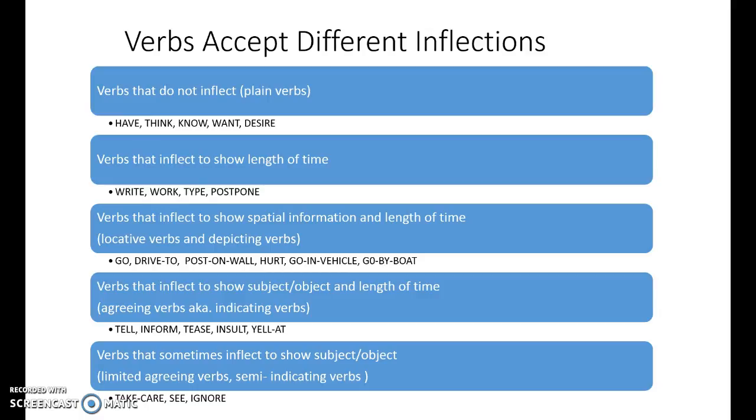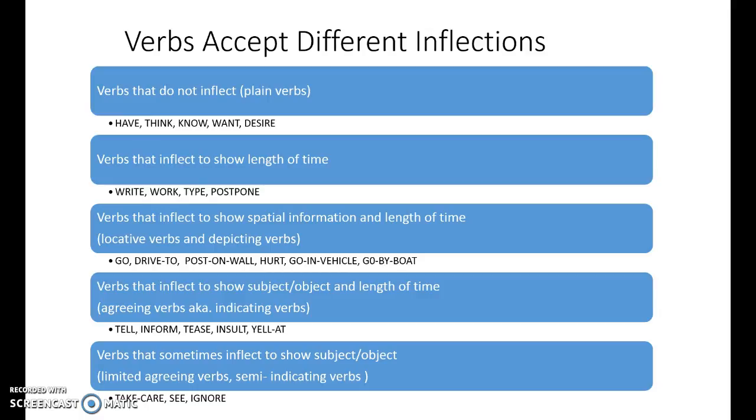Now, don't confuse those types of quote-unquote directional verbs with what we call agreeing verbs or indicating verbs. Agreeing verbs and indicating verbs operate very similarly to these other spatial verbs, but with agreeing verbs, they're not showing where things are happening, rather they're showing to whom things are happening and who is doing things. They show the subject and the object of the verb. Who does it and who do they do it to? So these verbs, verbs like tell and inform and tease and yell at, can be modified to show who is doing them one to another. And they can also be modified, like all the verbs above in the list, to show the length of time, whether it happens once, for a long time, or repeatedly.